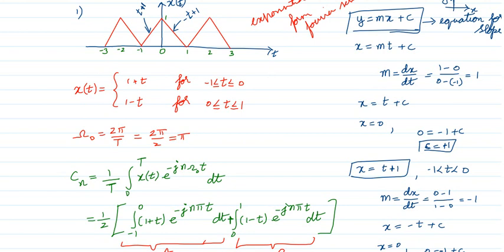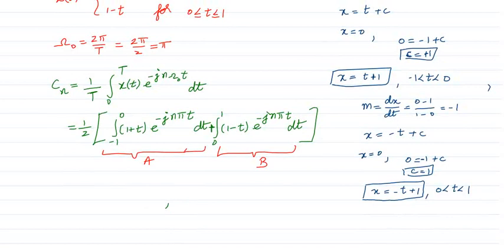Next, to find out omega naught. Omega naught is equal to 2 pi by T. Here the time period is T equal to 2. So on solving, we will be getting 2 pi by 2 is equal to pi. Next, we have to find out what is c of n. This is the expression for c of n: integral over a period 0 to T of x of t. Our period is from minus 1 to 1. So minus 1 to 0, it is 1 plus t, then I am integrating. Then 0 to 1, it is 1 minus t, then I am integrating. Next is an integration work.